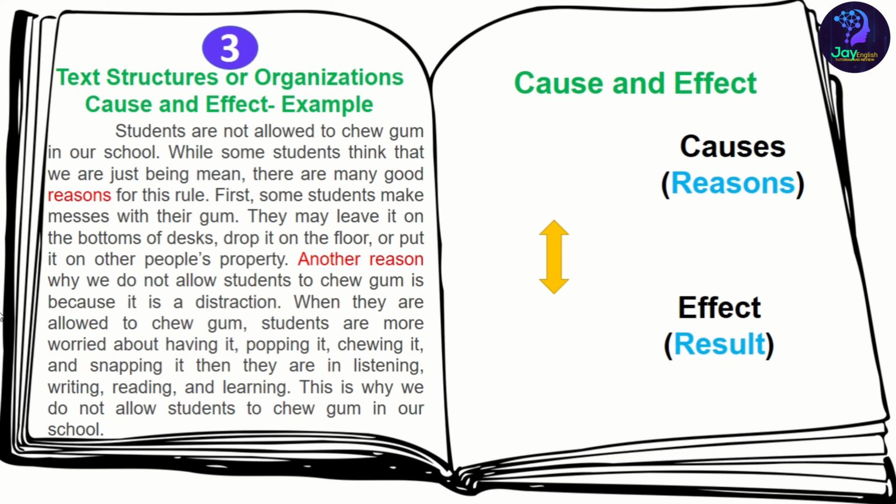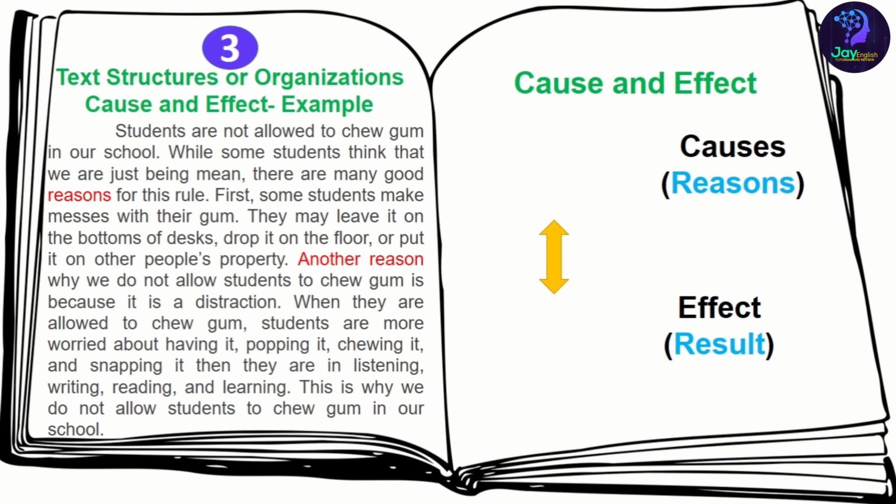Let's have another example. Students are not allowed to chew gum in our school, while some students think that we are just being mean. There are many good reasons for this rule. First, some students make messes with their gum. They may leave it on the bottoms of desks, drop it on the floor, or put it on other people's property. Another reason why we do not allow students to chew gum is because it is a distraction.